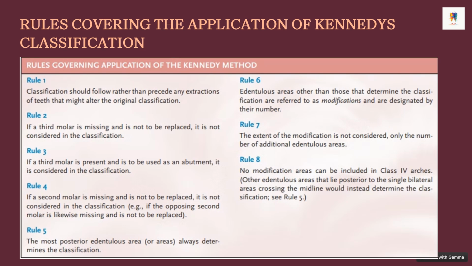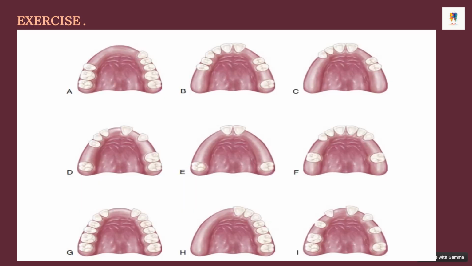Rule 5 says that the most posterior edentulous area gives you the basis of the classification. So if there is a patient who doesn't have any missing teeth posteriorly, but has anterior missing teeth bilaterally, that is called crossing the midline, and that is called class 4 classification. There shouldn't be any modification area in your class 4 arch. So these are the 8 rules covering Kennedy's classification to determine the classes and modification areas. I hope it's all clear now. If not, comment down and I'll try to sort your queries out.